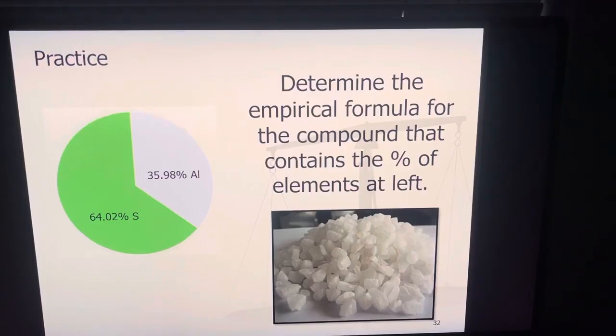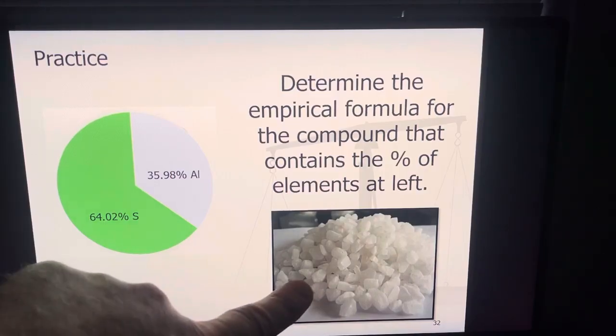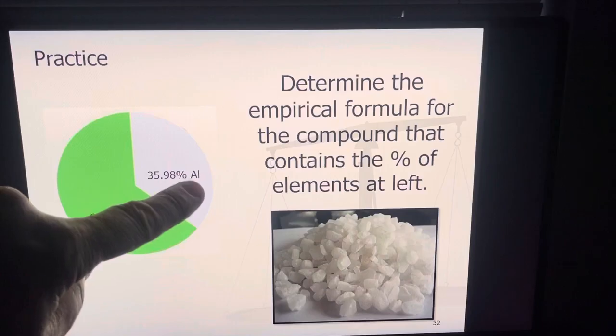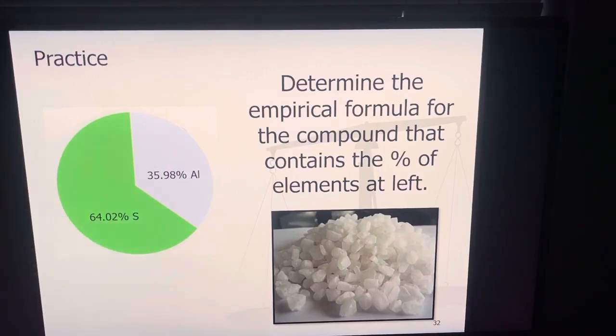So you're going to determine the empirical formula for the compound that contains the percentage of elements at the left. This is the substance pictured, but we don't know what it is yet. We know it has aluminum, 35.98%, and sulfur, 64.02%, but what's the formula for this substance, okay?